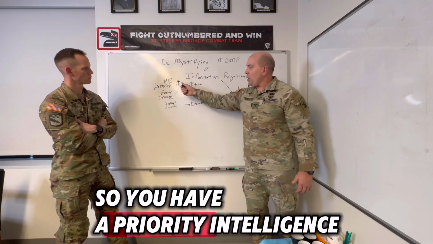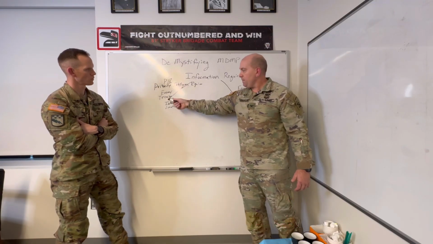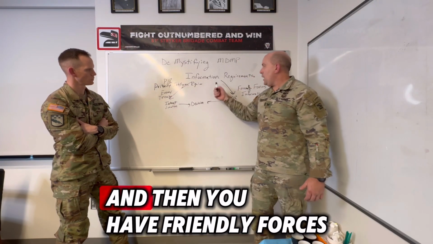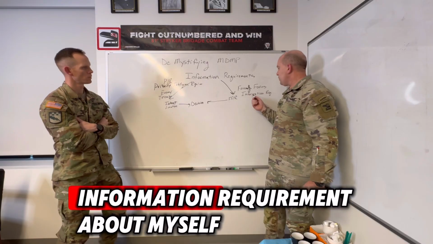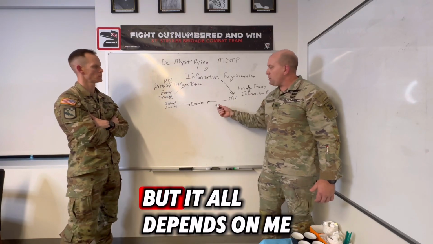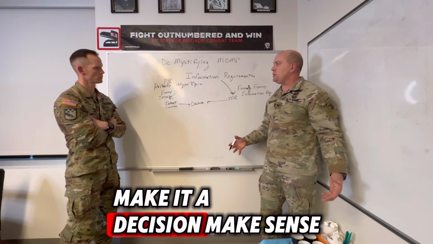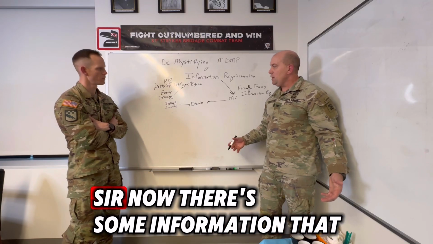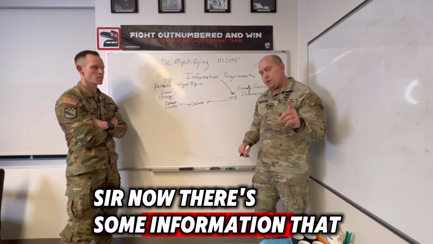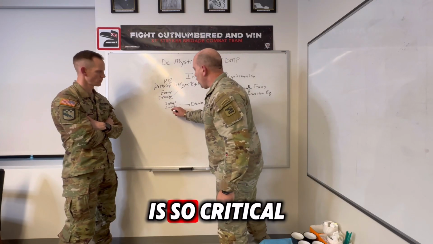So you have a priority intelligence requirement about the enemy and the terrain, and then you have a friendly forces information requirement about myself. But it all hinges on me making a decision. Make sense? Yes, sir. Now, there's some information that is so critical.